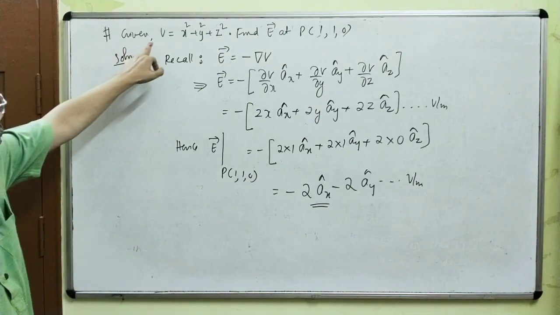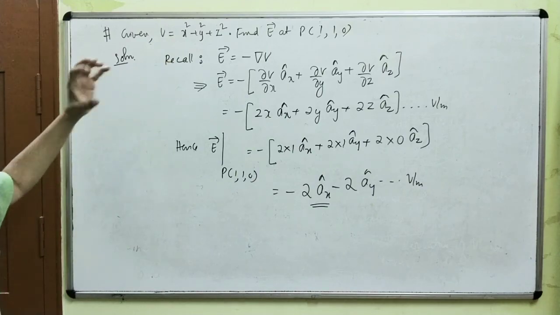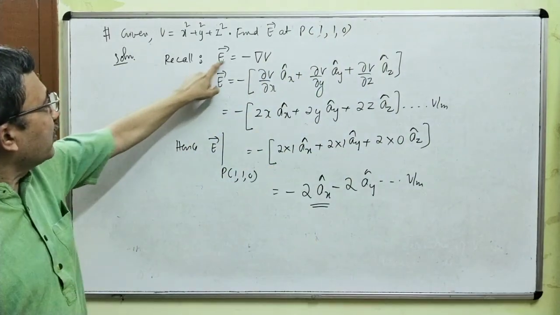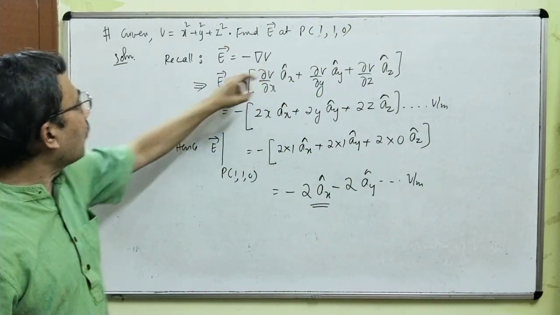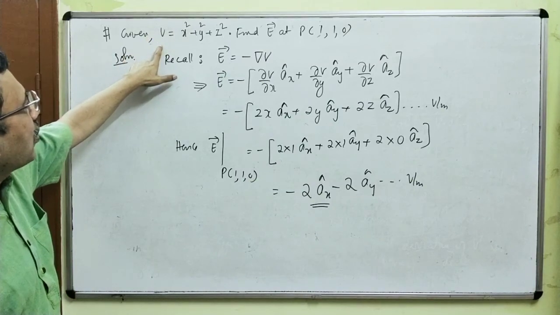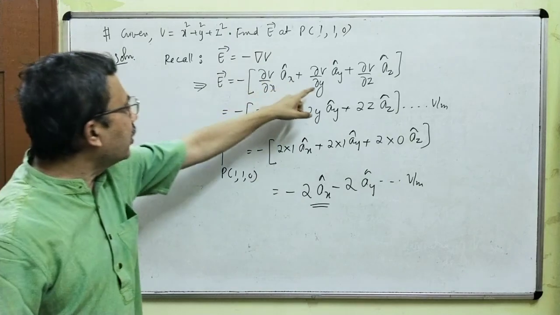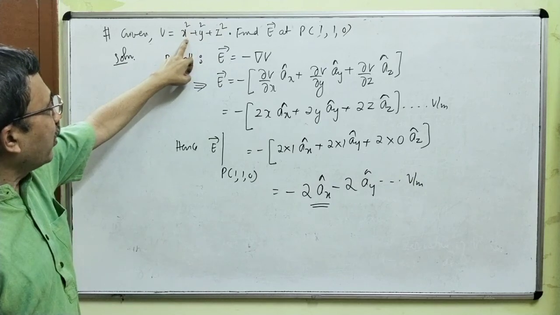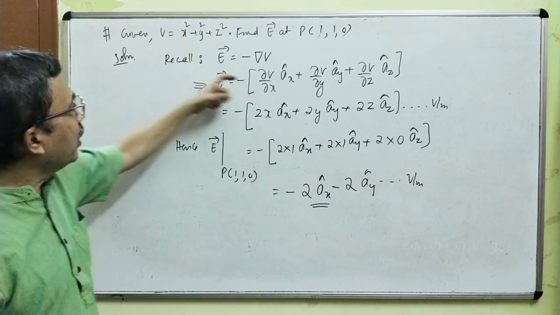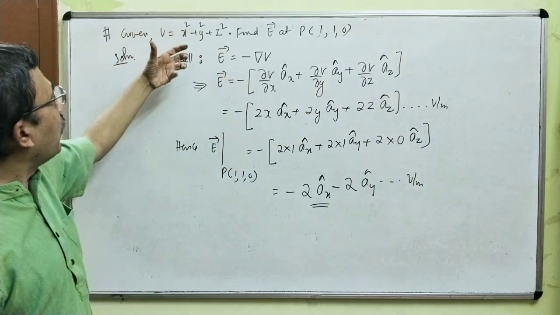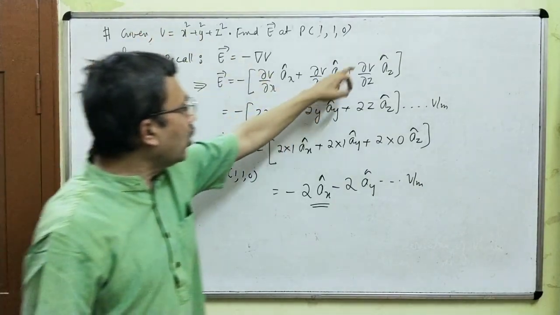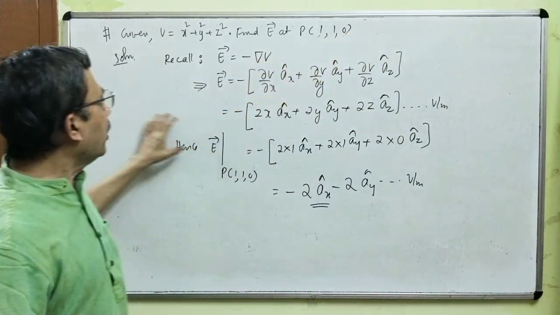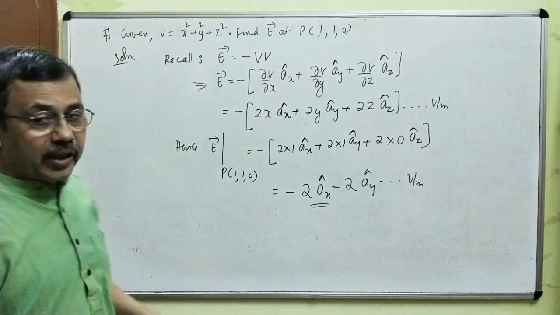We have been given V is equal to X square plus Y square plus Z square. The question is find electric field intensity at the point 1, 1, 0. So remember, vector E is the negative gradient of electric scalar potential. The problem is given in a Cartesian coordinate system. Therefore, write the expression for gradient. Dou V by dou X, how do you get? By differentiating this expression partially with respect to X. Like that, you differentiate partially with respect to Y to find dou V by dou Y. Then finally, differentiate partially with respect to Z to get dou V by dou Z. Then put X equal to 1, Y equal to 1, Z equal to 0 to get the electric field intensity at point P.